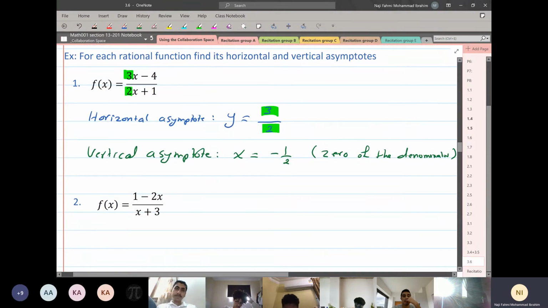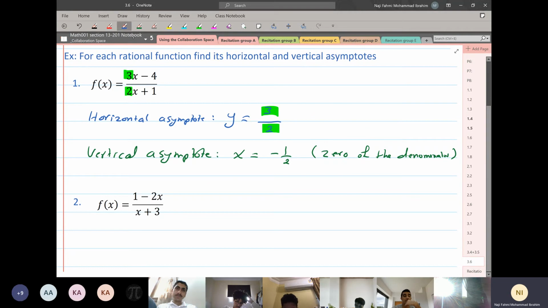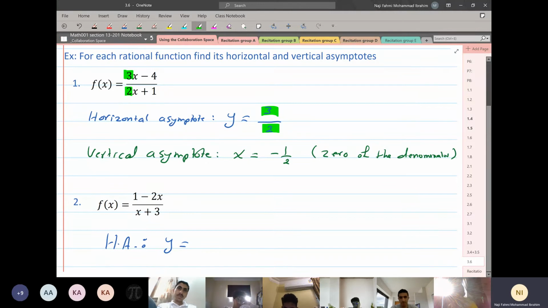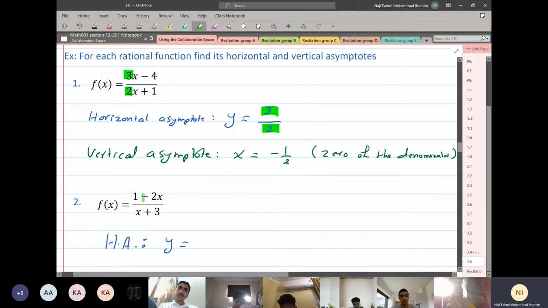Here again he's asking me about the horizontal and the vertical asymptote. But now I will just name the horizontal asymptote as HA. H means horizontal and A means asymptote. How can I find the horizontal asymptote? Are the degrees equal here or not, on the numerator and denominator? Yes. So we have again to divide what? The leading by the leading.